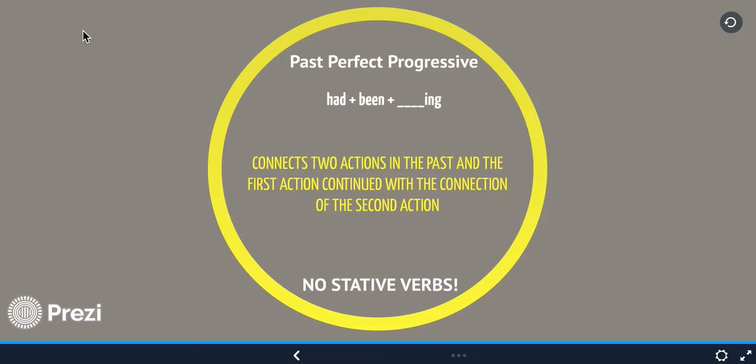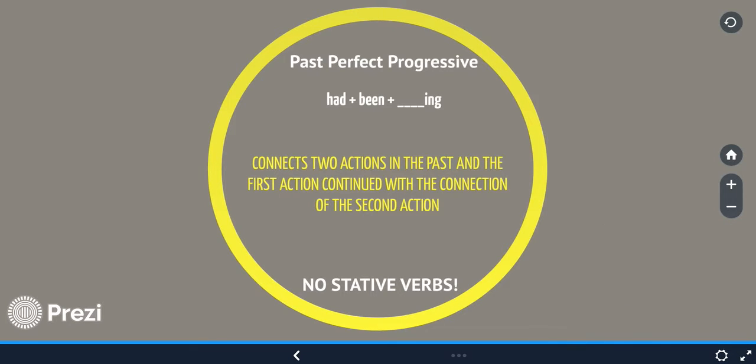What isn't shown on here is future perfect and future perfect progressive, and they have similar patterns. Future perfect is just connecting two future actions. It would be will or be going to, and then the base form of have, and then the past participle. So I will have eaten by the time you get home. And that, my friends, is what we have for the perfect verb tenses.